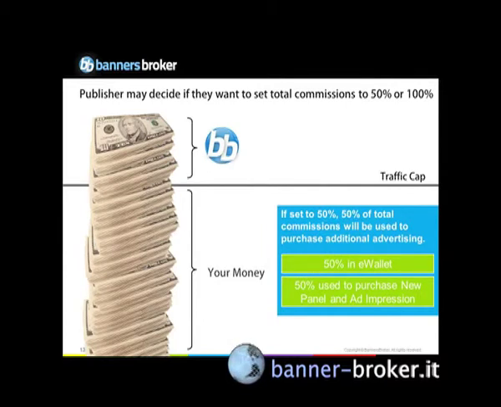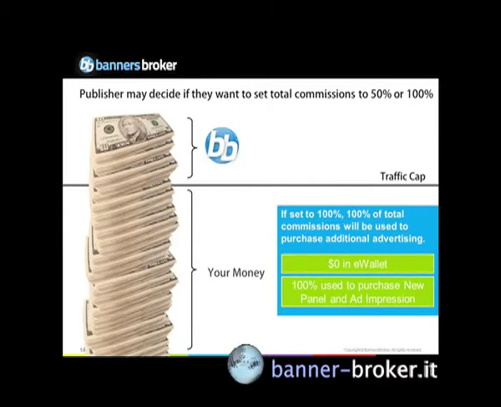So I want to be very clear here: if you set your panel to 50%, that means 50% of the total commissions earned on these panels you are going to have in your e-wallet. The other 50% is going to buy you additional advertising. So a lot of you have contacted support because you're like, well, my commission says $500, but my e-wallet says 0. I can't touch that money. Well, no, that means you either set your panel to 50% or 100%.